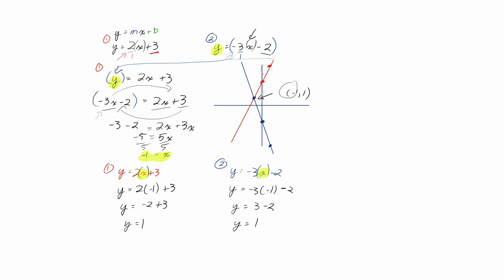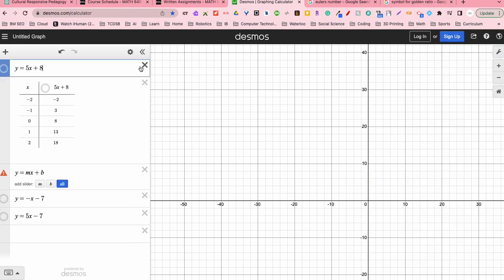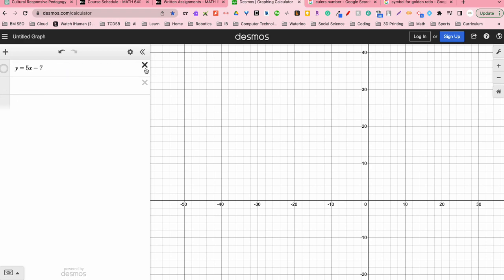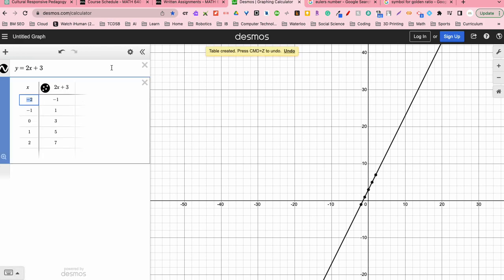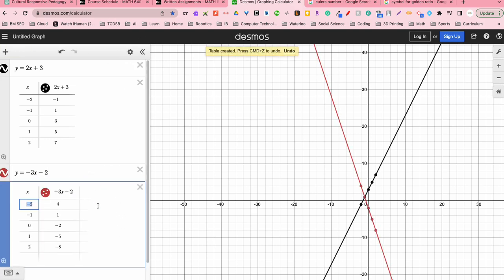Actually, you know what I'll do? I'll use some technology to help us out a bit with it. We got some decimals here. We were doing inequalities before. Let's bring up the two equations. So the first equation was y is equal to 2x plus 3. I'm going to turn it into a table. Okay. Our second equation was y is equal to -3x minus 2. And I'm also going to turn that into a table.